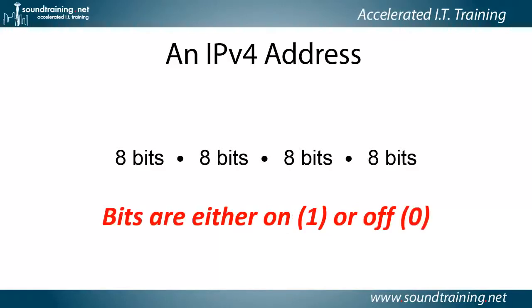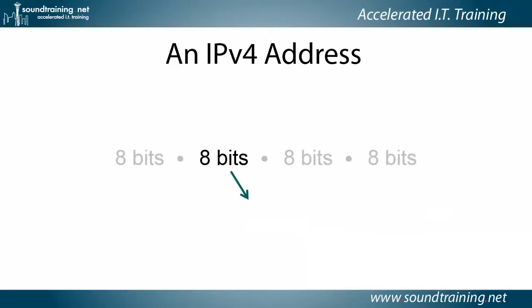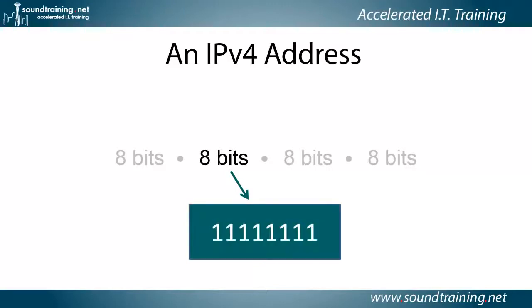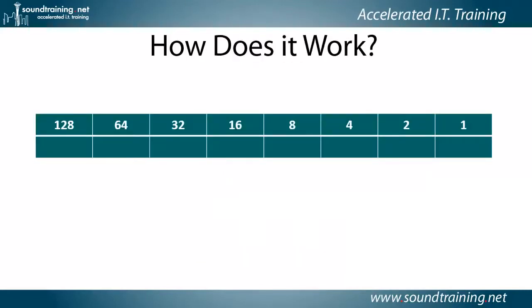Bits exist in one of two states. They're either on, in which case they're represented by a 1, or off, in which case they're represented by a 0. Let's take a look at an example. So we'll just pull one group of bits out of this address, and it could be all 1s, like what you see here. It could be all 0s, or it could be a combination of 1s and 0s, such as what you see here. Now how does it work? Well, every bit has a corresponding decimal value, ranging from 1 to 2 to 4 to 8 to 16 to 32 to 64 to 128.